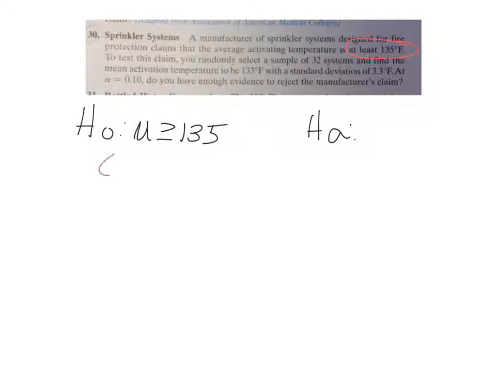And this is the claim, just so we know that if we reject the null hypothesis, we are rejecting the claim, which is going to make, by default, our alternate hypothesis the complement to that. So if you're at least 135, the complement to that would be less than 135.